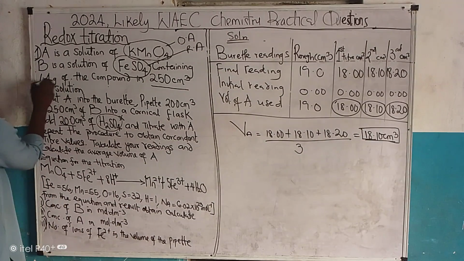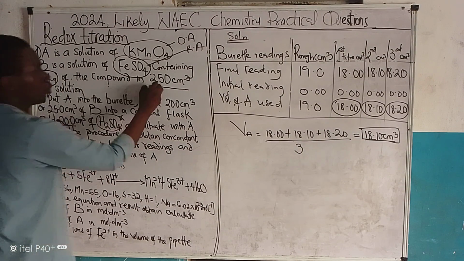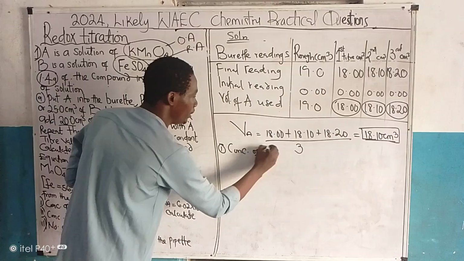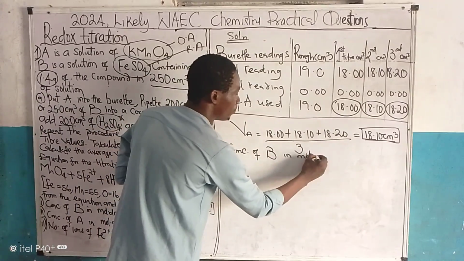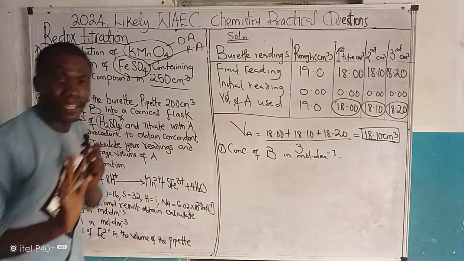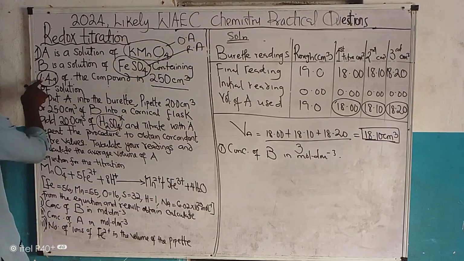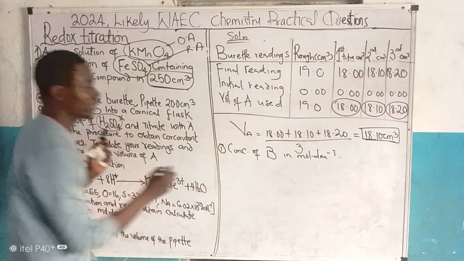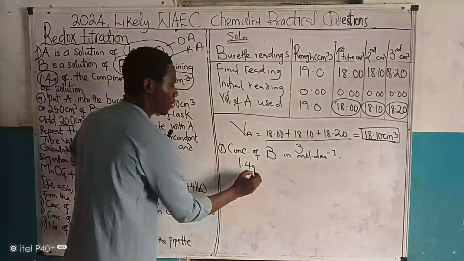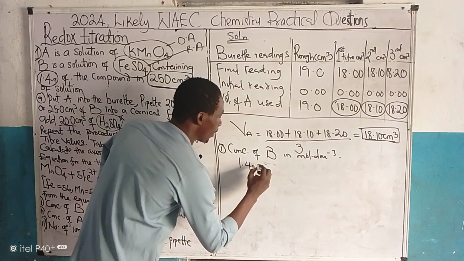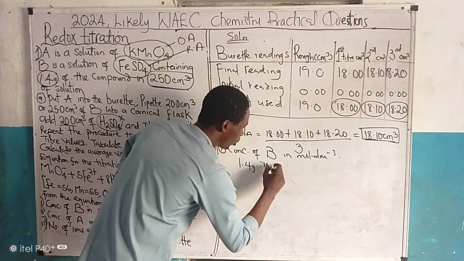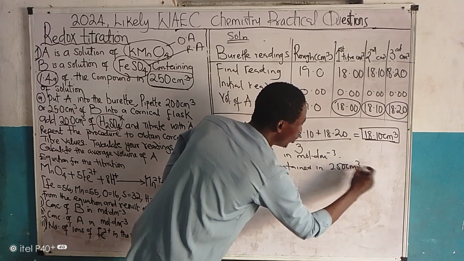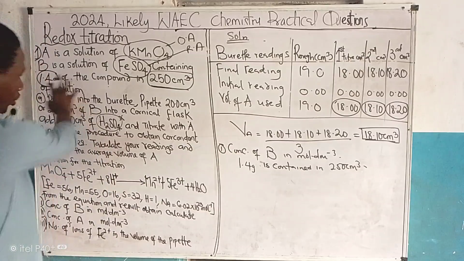Now, this is 1.4 in 250. So what do we do? Remember, we are told to calculate the concentration of B in mole per dm cube. So what do we do? Look at it carefully. Very easy. The mass they gave us is 1.4 gram of the compound in 250. Yes, this is what they gave us. So we can say that 1.4 grams is contained in 250 cm3. This was what was given in the question.